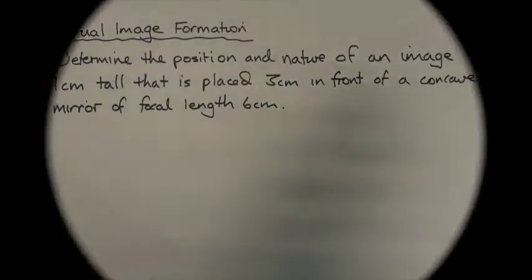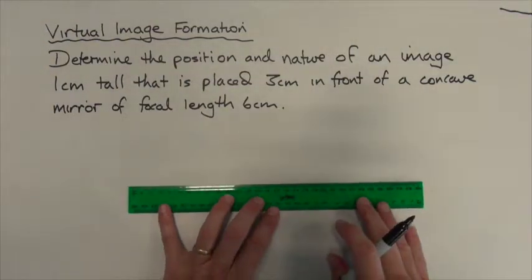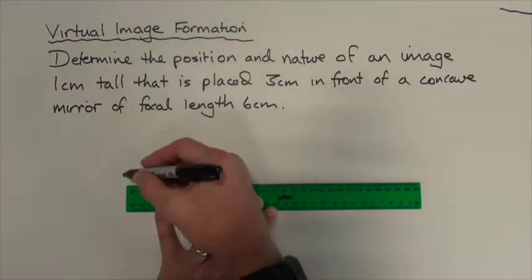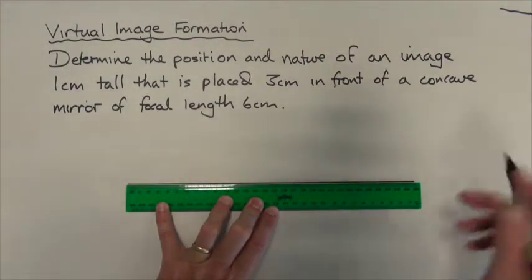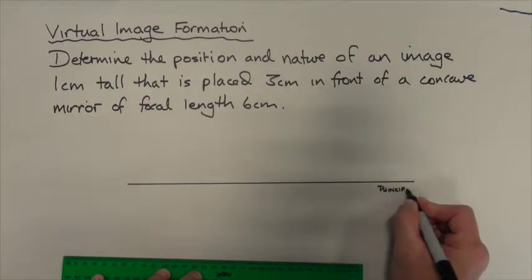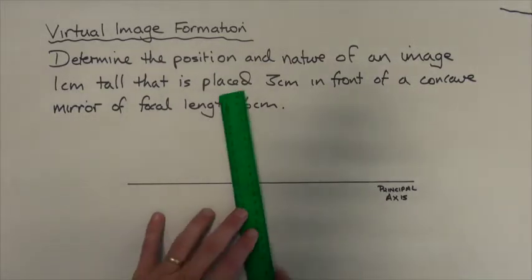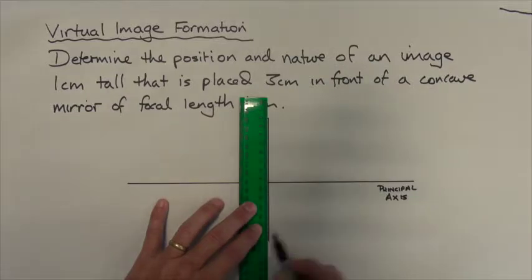So let's start by drawing the template. As we've done before, the template is made up of a horizontal line which we're going to mark off as being the principal axis. There's our horizontal line, and we'll just label that principal axis. Next thing that we require is a mirror. So we're going to use a vertical line to draw in our mirror. And then we label it.